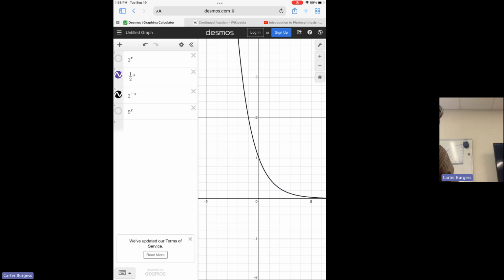Just some transformation ideas that I wanted you to be a little bit familiar with. Just this idea that this whole growth versus decay thing, they're really just the same.